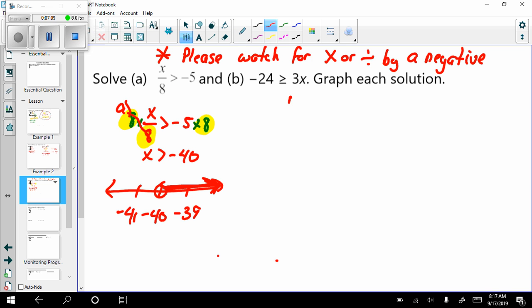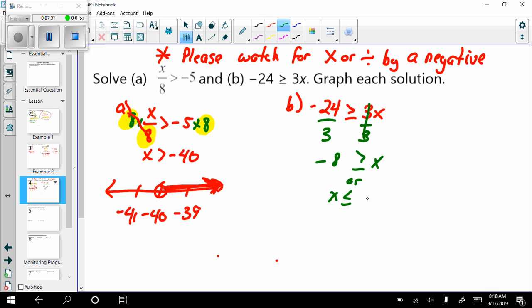Let's solve this next one. So letter B, we have negative 24 is greater than or equal to 3x. If this were an equation, we would divide by 3, okay? And these cancel over here on this side, so I have x is less than or equal to negative 8. I'm going to switch that, or x is less than or equal to negative 8. I'm just going to swap the whole thing.